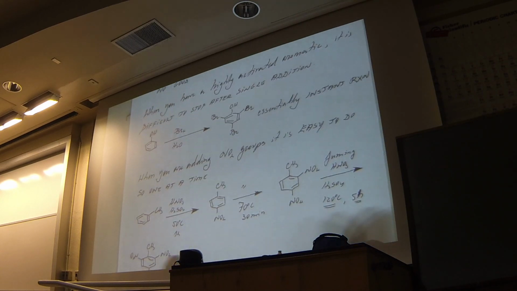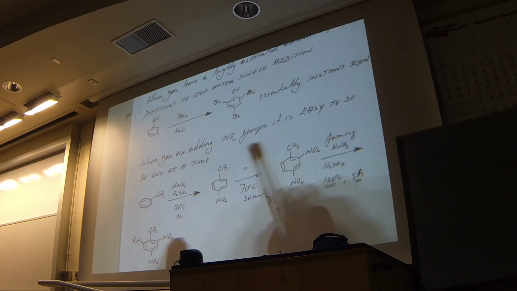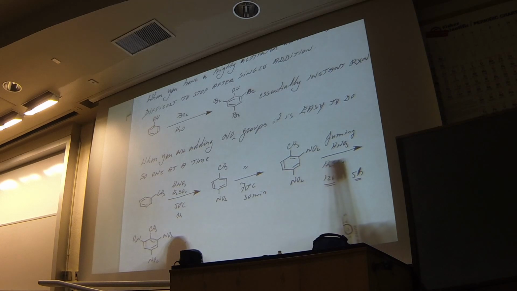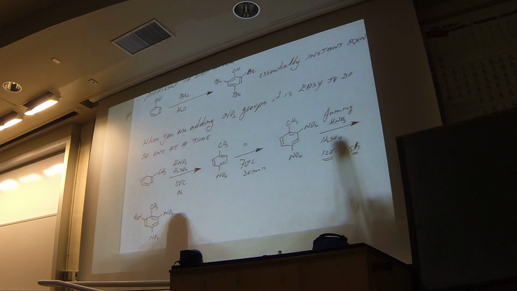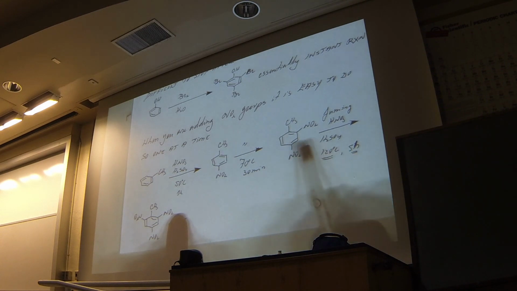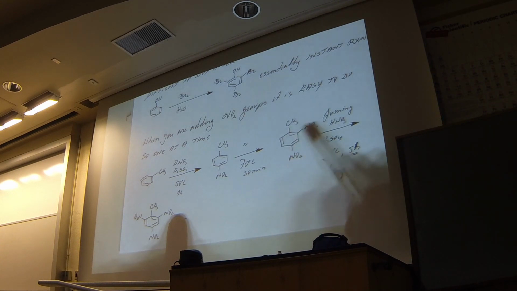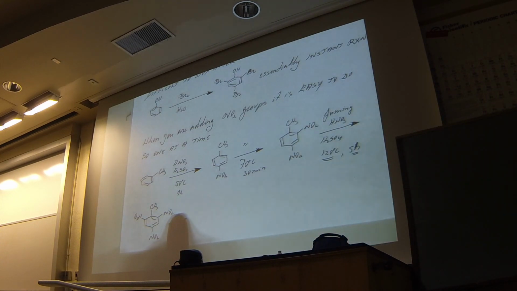Okay, so when you're adding nitro groups, it's very easy to do that one at a time because the first nitro group deactivates the ring. And so I can do the nitration here at 50 degrees for 1 hour. To get the second nitration, I have to heat it up to 70. And the third nitration, I've got to use fuming nitric acid, 120 degrees, 5 hours. I've got to really wail on this thing to get the third nitro because this is highly deactivated by the two nitro groups already. So when you're adding strongly deactivating groups, it's very easy to stop after the first one, the second one, and of course the third one.